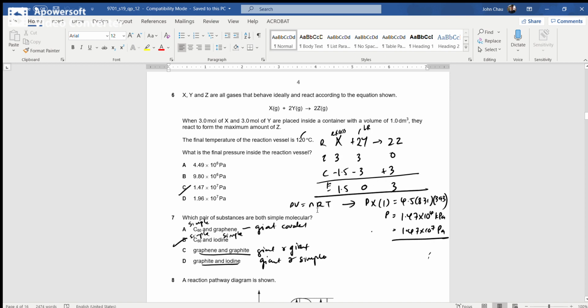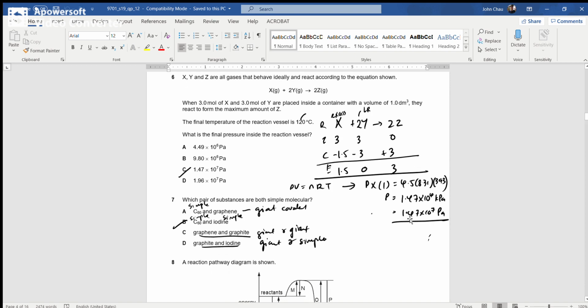So if you use PV equals nRT, we want to find the final pressure. The volume is 1 dm3, and n is 4.5 mole, R is 8.31, and temperature is 120 plus 273, so you get 393. So you should be able to get the pressure here.